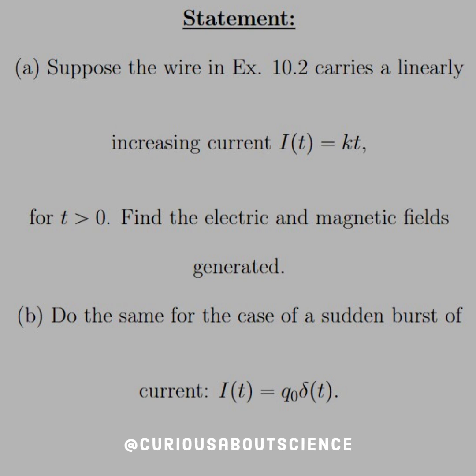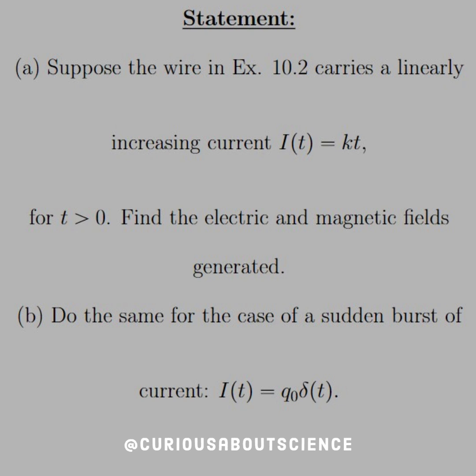So our statement reads, for part A, suppose the wire in example 10.2 carries a linearly increasing current, I of t is equal to kt, for t greater than 0. Find the electric and magnetic fields generated. B, do the same for the case of a sudden burst of current, I of t is equal to q, not Dirac delta of t.